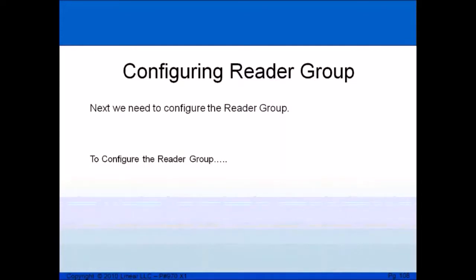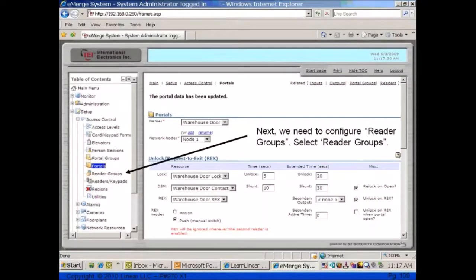To configure the reader group, I select reader groups. I have labeled this one all readers. I select my two readers I have available, front lobby door and warehouse door. I move them into the selected field, and I save.